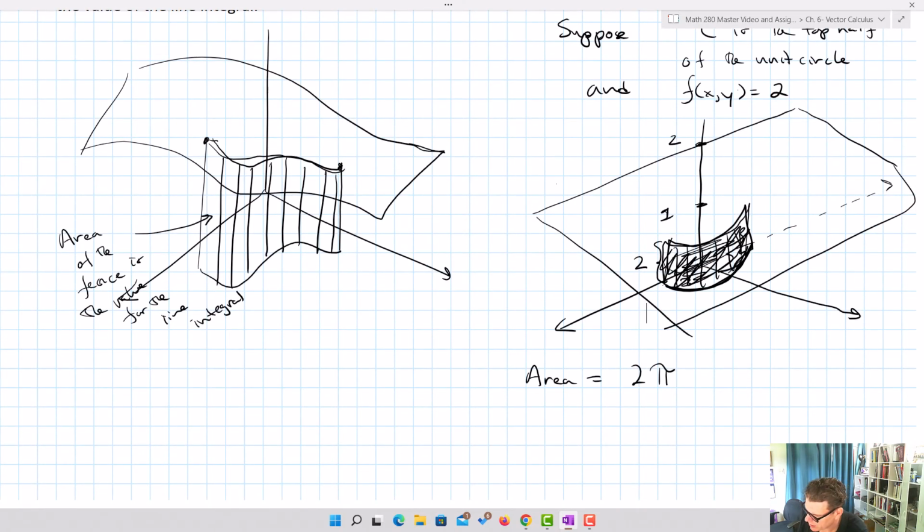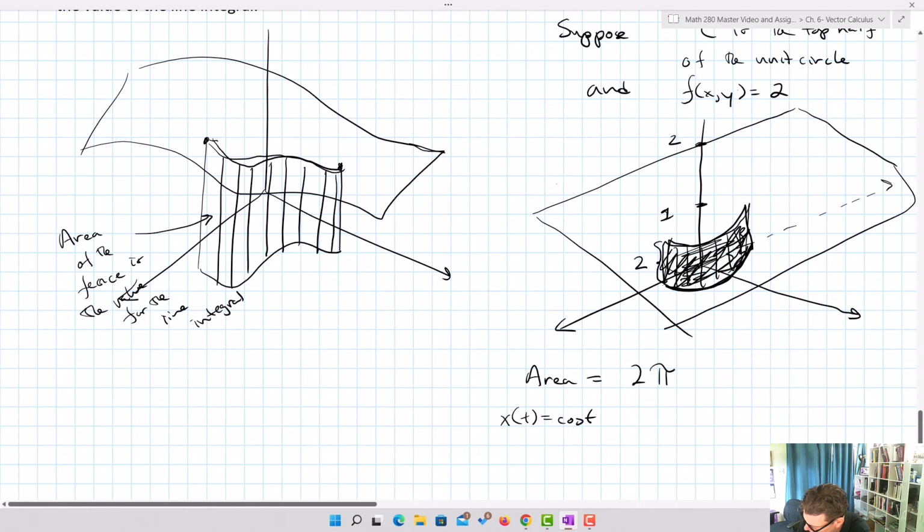C is the top half of the unit circle, right? F of xy equals 2. So x of t equals cosine t. Y of t is going to equal sine t.